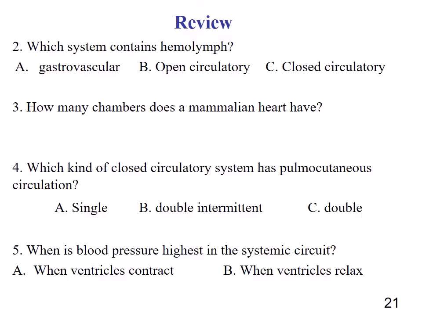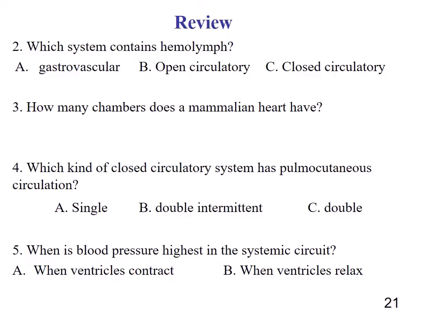So let's review. Number 2, which system contains hemolymph? Is it a gastrovascular system, an open circulatory system, or a closed circulatory system? If you said B, great job. An open circulatory system has hemolymph. What's hemolymph again? Remember, hemolymph is the same thing as the interstitial fluid. If you have an open circulatory system, the fluid between your cells is not any different from what your, quote, blood would be, so it's all hemolymph. In a closed circulatory system, we have blood and interstitial fluid, and they are different from each other.